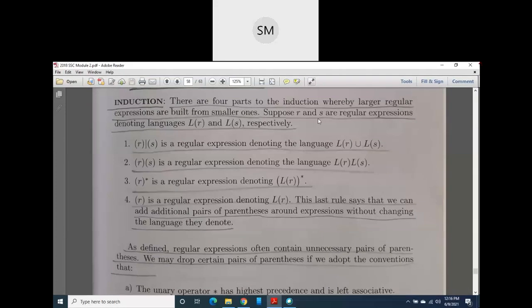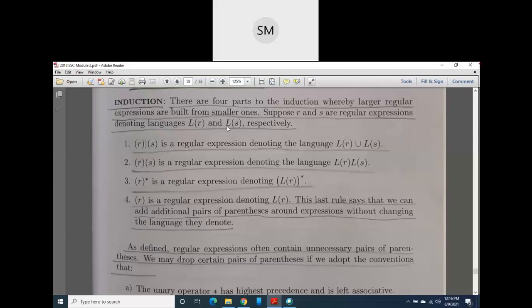Okay, suppose we are going to consider two regular expressions R and S, and these two regular expressions are going to represent two languages respectively, L of R and L of S. What does it mean, L of R, L of S? L of R is a language which is created by the regular expression R, which contains some symbols definitely.